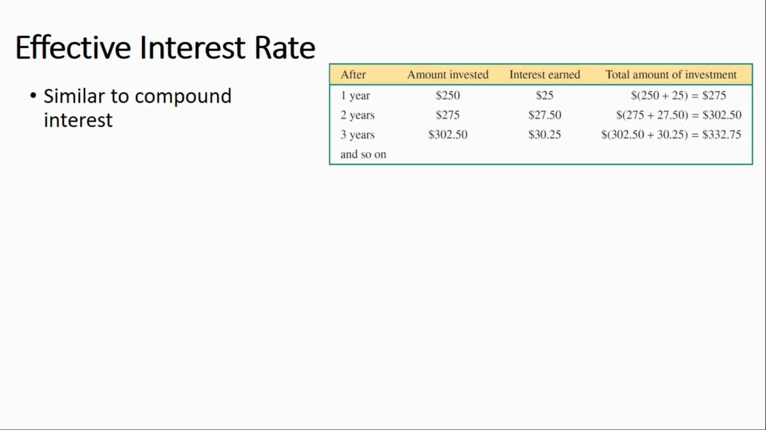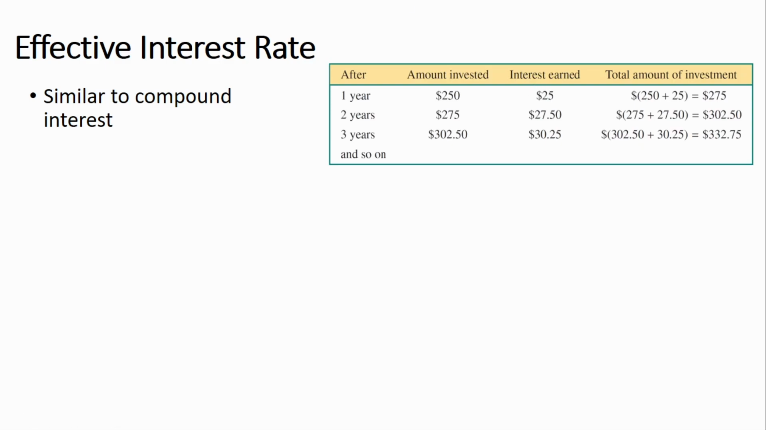So just a quick recap on compound interest. In this scenario, let's say I invested $250 at an interest rate of 10% per annum. With compound interest, that 10% is calculated every year. So in that first year, it's going to be calculated on the $250, so I'm making $25.